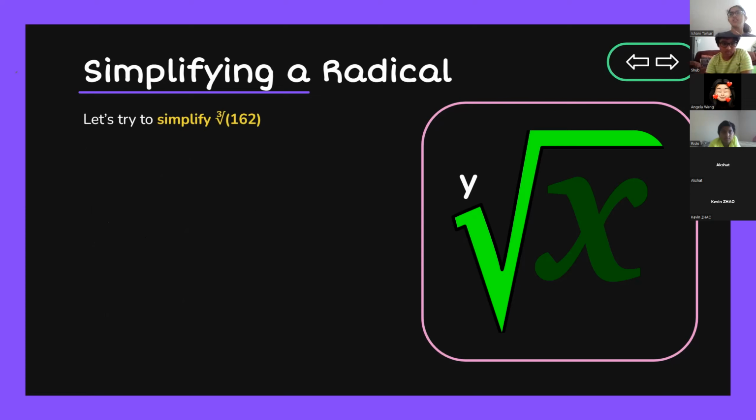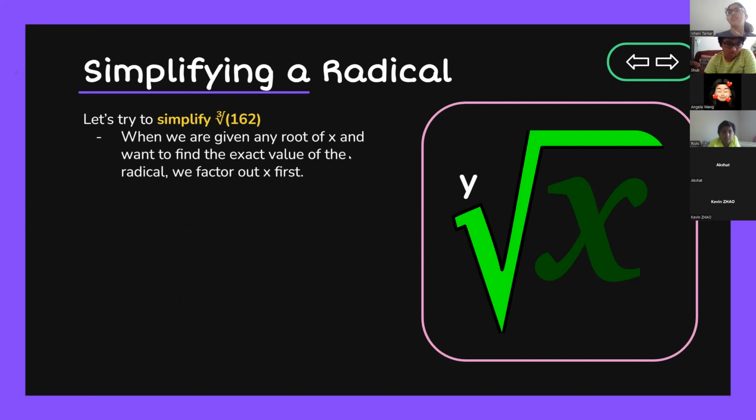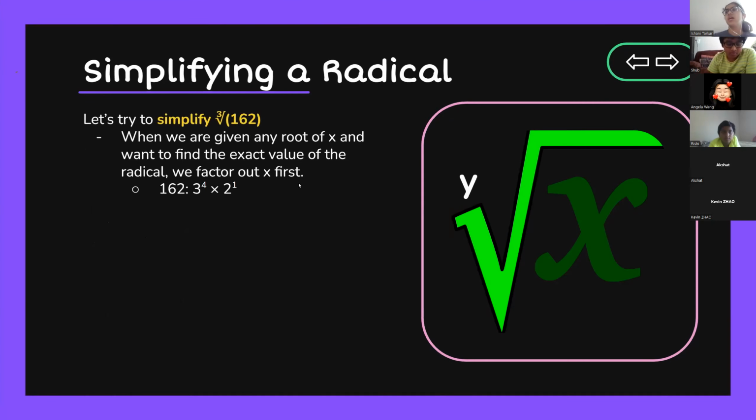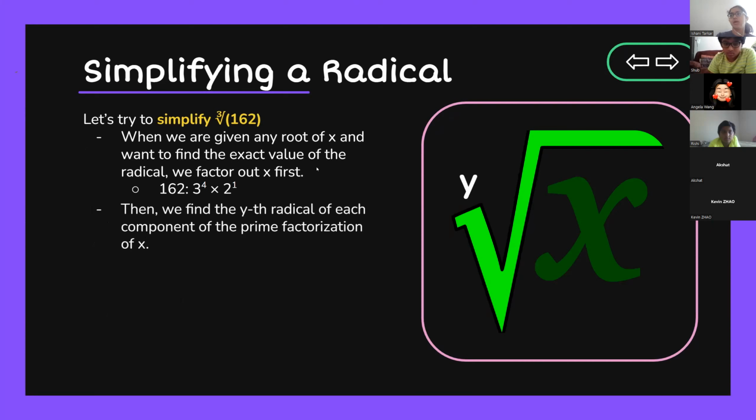Okay, so now we're going to go over simplifying a radical. Let's try to simplify the cube root of 162. When we are given any root and we want to find the exact value of the radical, we first have to factor out x. 162 is 3 to the fourth times 2 to the first. After that, we find the y-th radical of each component of the prime factorization of x. So the cube root of 162 is the cube root of 3 to the fourth times 2 to the first.